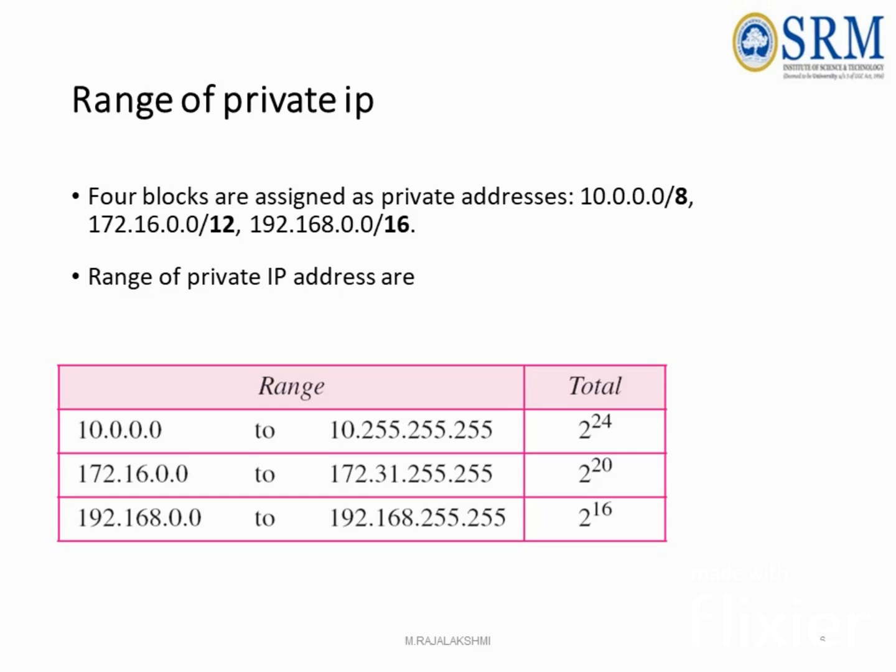Now, suppose we have 50 systems in a company. All 50 systems can be assigned local IP addresses: 192.168.0.1, 192.168.0.2, 0.3, up to 0.50. These are local IP addresses. But if these 50 systems want to connect with the internet, they need a public IP address. At that time, these private IP addresses are converted to a public IP address.